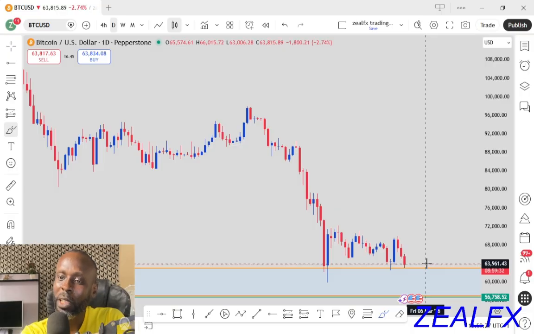So we need price to convert a support into resistance for us to sell the BTC USD. We don't need to just take trade from any level. So long as we have this bearish trend on the BTC USD, we need price on a resistance for us to sell the BTC USD.